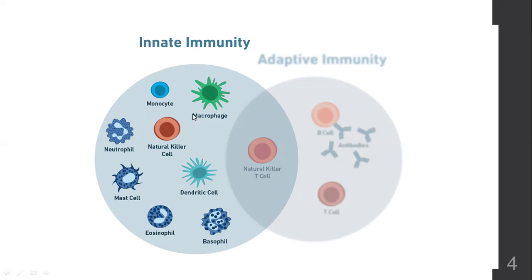Monocyte, macrophage, natural killer cell. Dendritic cell is found in your central nervous system. This dendritic cell will take care of any invasions in your central nervous system, brain and spinal cord. Mast cells. So these are various types of cells that actively protect your body against infections. You are born with these cells. Natural killer T cell works both in innate immunity as well as adaptive immunity.